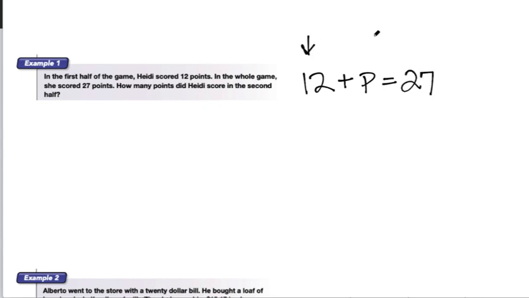So this represents the first half. This represents the second half, P. How much did she score during the second half? And so we're going to solve it like we solved our equations from the last lesson, where we say, hey, if two numbers add up to another number, we know that if we take one of these numbers away, we will get the missing value. And so we're going to take 27 and subtract 12. And when we do that, we realize that the number of points Heidi scored in the second half was 15 points.